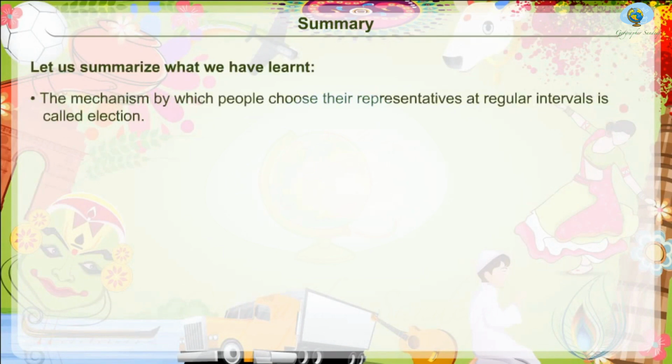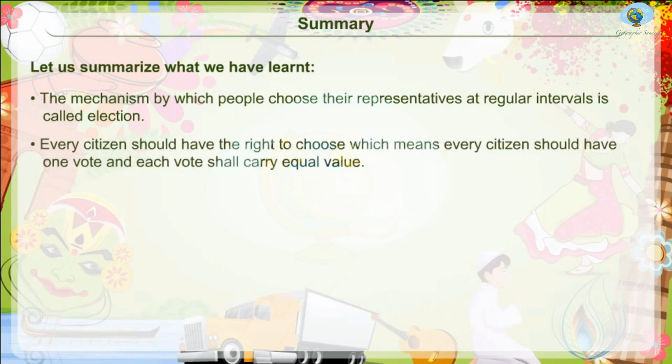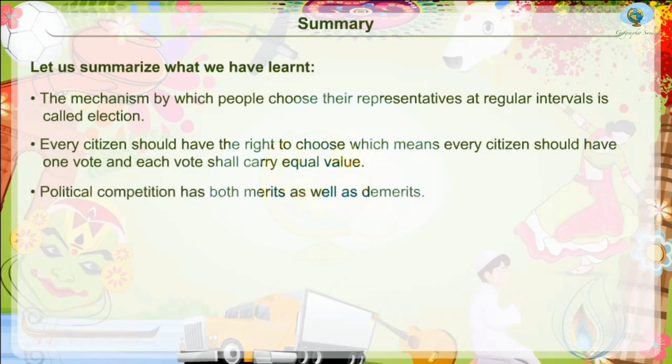Summary. Let us summarize what we have learned. The mechanism by which people choose their representatives at regular intervals is called election. Every citizen should have the right to choose, which means every citizen should have one vote and each vote shall carry equal value. Political competition has both merits as well as demerits.